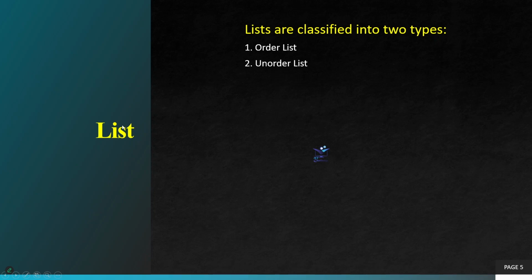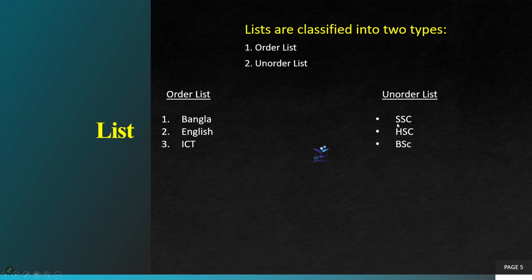Then the next part is list. Lists are classified into two types. There are two types of list we know: one is ordered list and another one is unordered list. So what does it mean? What does it mean, the ordered list? If a list contains a sequence, 1 2 3, this is called the ordered list. And if you don't have this sequence, that means this is the unordered list. And these unordered lists contain some bullet points or disks.